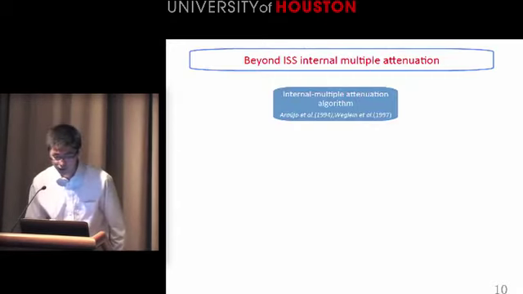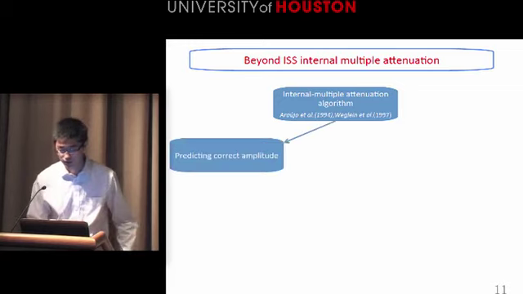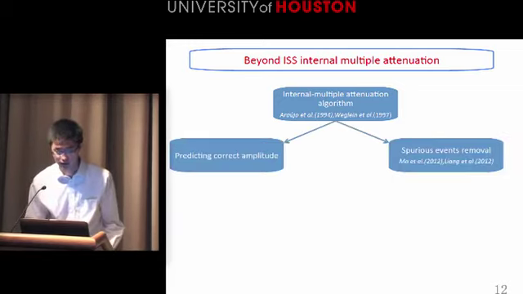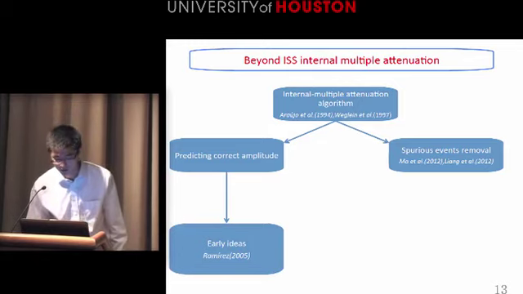The internal multiple attenuation algorithm was first given by Araújo et al. 1994 and Weglein et al. 1997. There are two aspects in which we can improve the capability of the algorithm. The first is to predict the correct amplitude of all the internal multiples, and the second is to remove the spurious events. For removing the spurious events, Chao et al. and Hongliang et al. gave an algorithm in 2012. For predicting the correct amplitude, early ideas were discovered in Ramirez 2005.